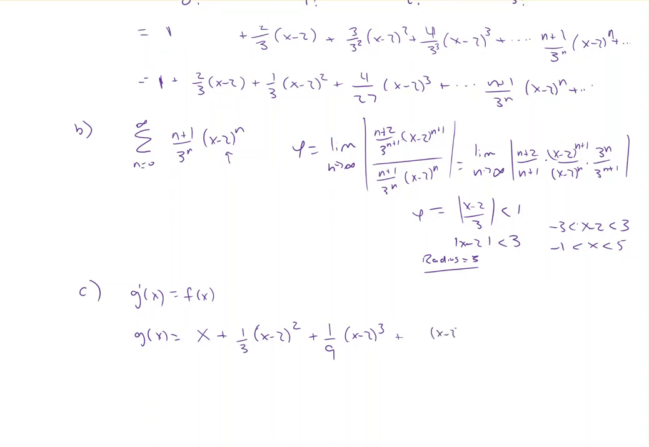This is starting to look like a pattern, isn't it? (x minus 2) to the 4th. Then we take 4 over 27 divided by 4. We just get 1 over 27. I'm definitely seeing the pattern. I hope you folks are too.